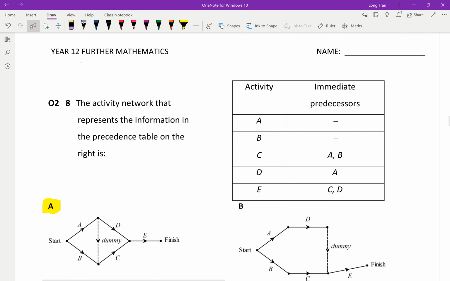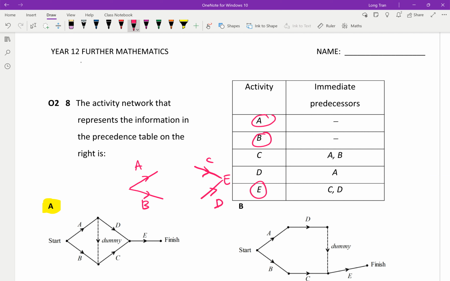Next one, question 8. The activity network that represents the information in the precedence table on the right is, okay, so on the right, A and B have no predecessors. So I'd be drawing something like this. So A and B. I usually look at the end as well. So E is my final activity and it has precedence C and D. So I'm thinking C and D, and then I try to work out the center.